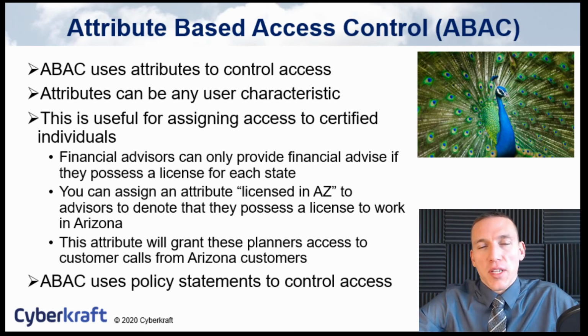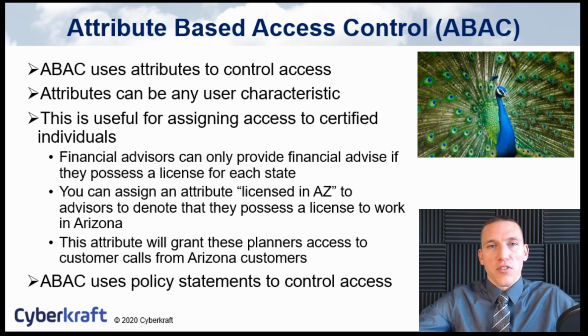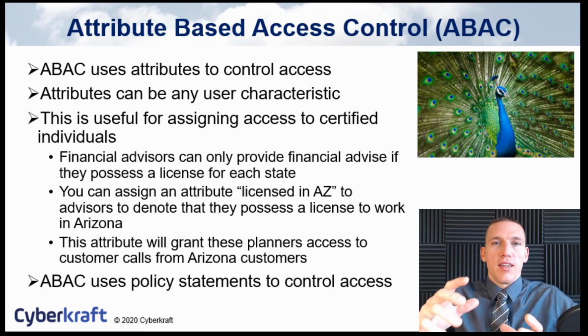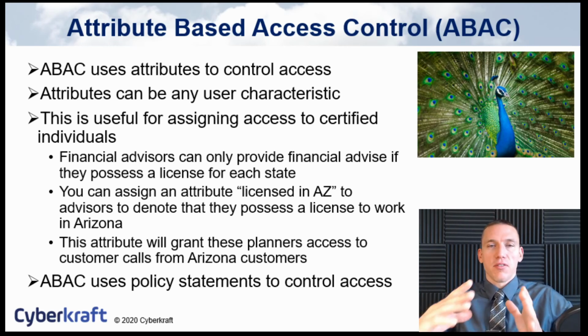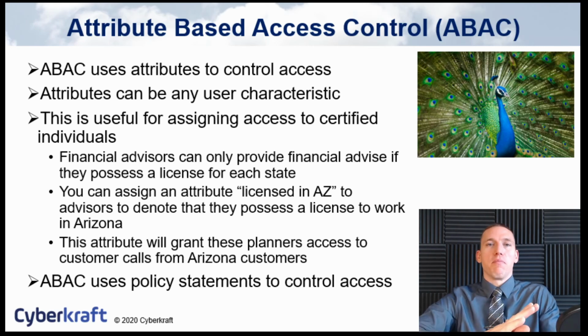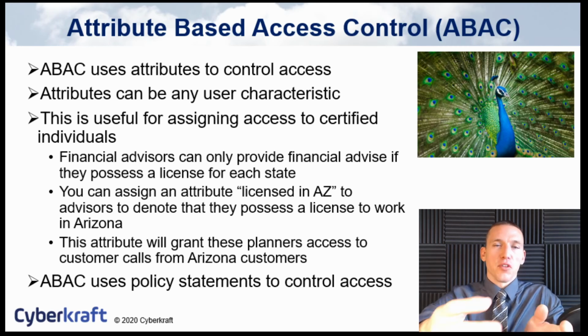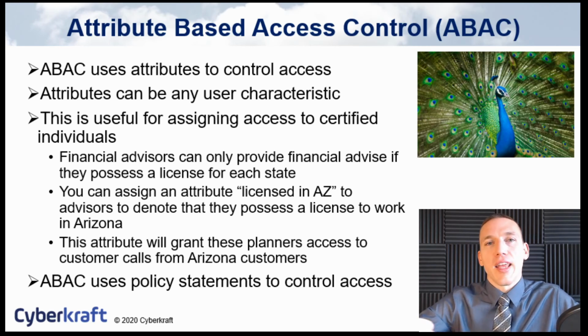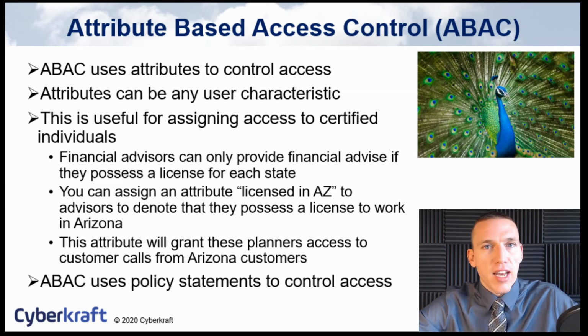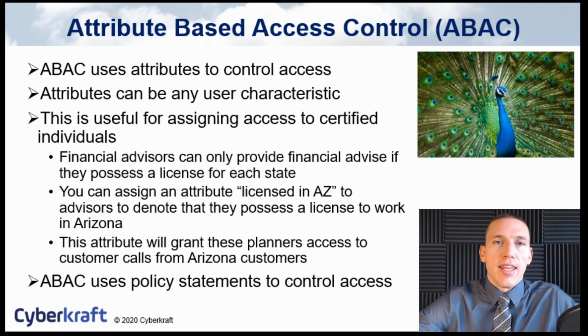So financial institutions that offer financial advice can create an attribute linking the licenses of their personnel to various states, and then filter callers or clients to those users based on those attributes. The attribute can be licensed in Arizona or licensed in Rhode Island, and then the customer can get to somebody who is actually licensed and can actually help them.